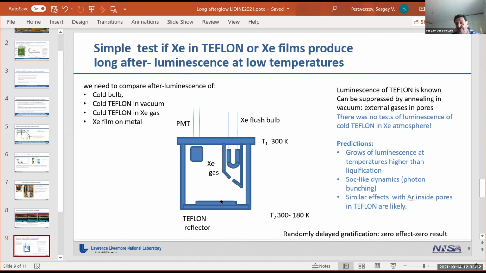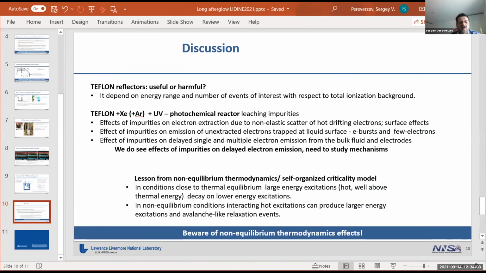So I also would expect that because of self-organized criticality-like dynamics, there will be, in the tails, events with multiple photons emitted at the same time. So, coming to the discussion, of course the main question you will be asking is: are Teflon reflectors useful or harmful? And of course, I cannot tell. It depends on what energy range of events you are looking for and how many events you have.